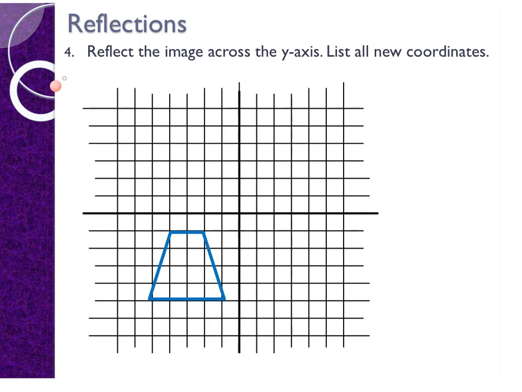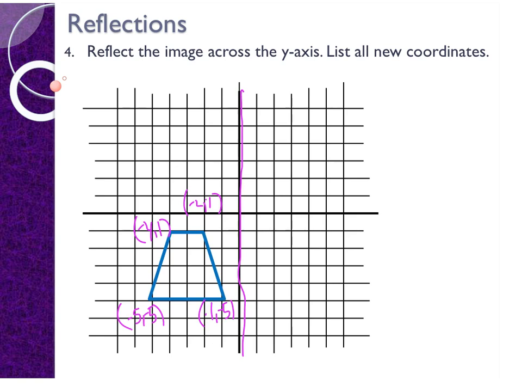Reflect the image across the y-axis. List all new coordinates. Okay? So my y-axis here. I'm going to list my coordinates. We have -4, 1, -2, 1, -1, -5, -5, -1, -5. When we reflect across the y-axis, my x changes from a positive. So in this case, it'll go from a negative to a positive. They change their sign, but my y stays the same.